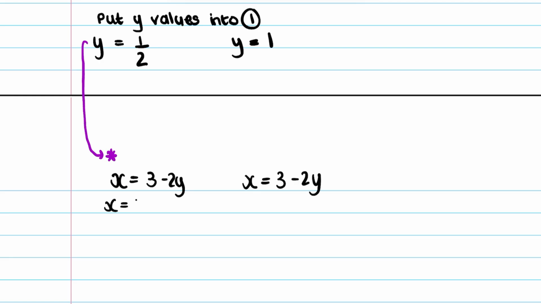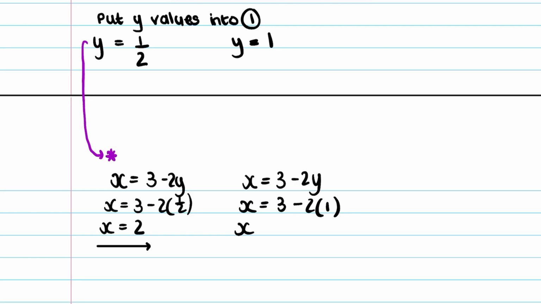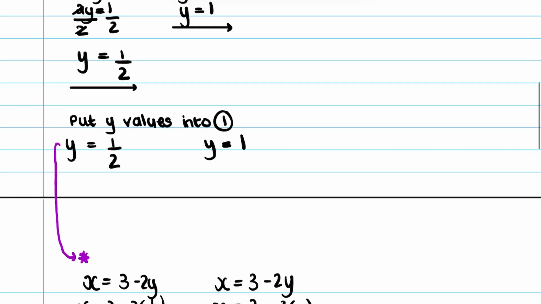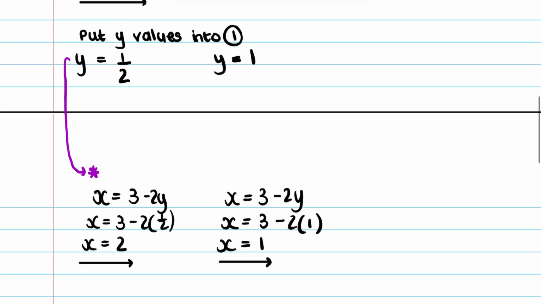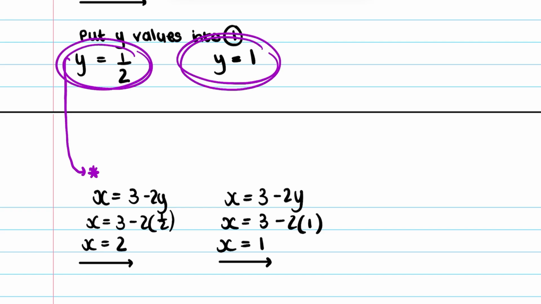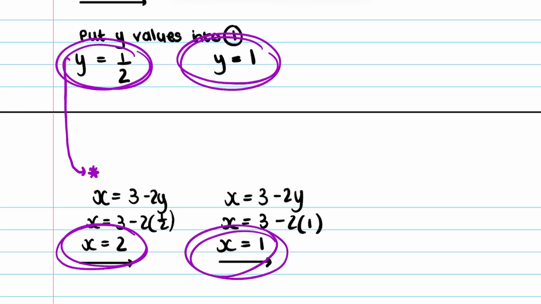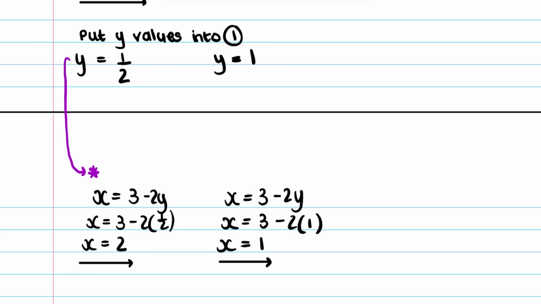Now I just plug in my variables. So x is equal to 3 minus 2 times half and that will give me x is equal to 2. And then on the other side, I'll have x is equal to 3 minus 2 times 1, and that will give me x is equal to 1. And those then are your final answers. So let me actually just circle them quickly. Y is equal to a half, y is equal to 1, x is equal to 2, and x is equal to 1. And that's it for this lesson.